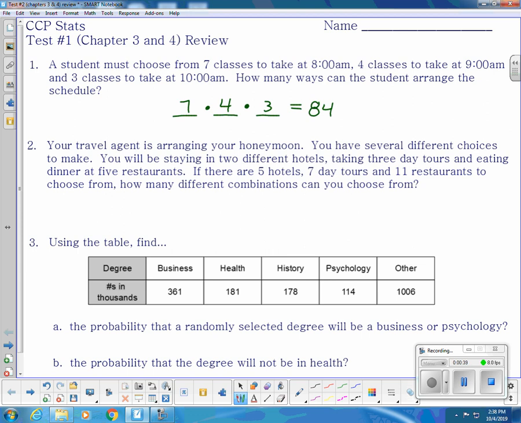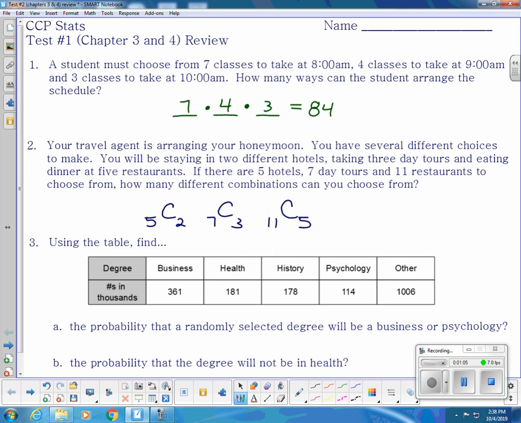Your travel agent is arranging your honeymoon, so you have several different choices to make. You'll be staying in 2 different hotels, taking 3 day tours, and eating dinner at 5 restaurants. There are 5 hotels you can choose from. So I have 5 hotels, I am choosing 2 of them. I have 7 day tours, I am choosing 3 of them. And there are 11 restaurants, and we are going to choose 5 of them.